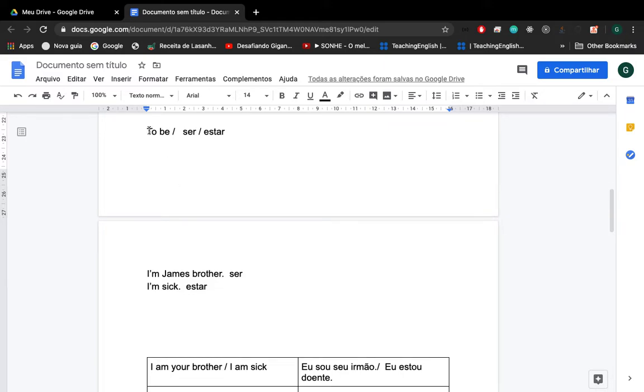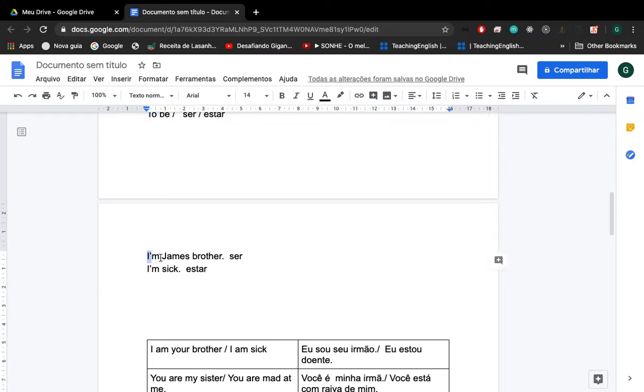So let's take a look at one example of how to use the verb to be in English. Okay, I'm James' brother. Okay, when I say I'm, I'm saying I am. I am, I'm. In this case, I'm or I am, the verb to be in this case is the verb ser in Portuguese.